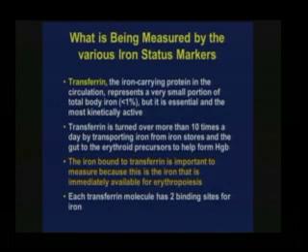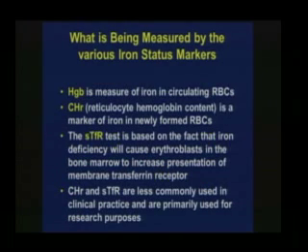Now, transferrin, the iron-carrying protein in the blood, represents a very small portion of the total body iron, but it's the most kinetically active, and as I said, it's turned over about 10 times a day. And since it is the iron that is immediately available for erythropoiesis, this is the most important iron as far as the bone marrow is concerned. Now, each transferrin molecule has 2 binding sites for iron, and we'll come to that later.